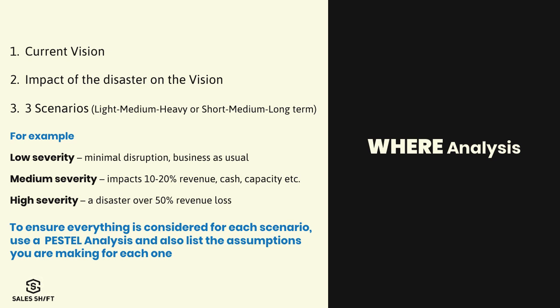Medium severity, maybe you've got an impact of 10 to 20% revenue, an impact on cash and capacity. And high severity might be a disaster where over 50% of revenue loss hits you. But as we know, some people are already moving towards much bigger numbers than 50%. So if low, medium, high severity don't work, and you're already in a very high severity situation, you might want to shift your scenarios into what happens if these things continue over a short, medium, or long term. They're just a couple of examples. There are no rules. You just need to work out what your 3 scenarios are.